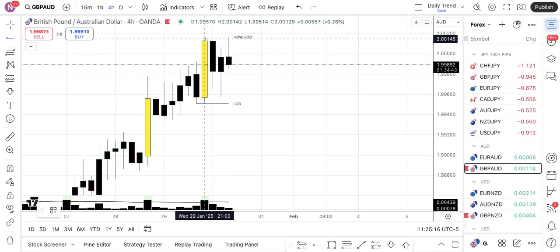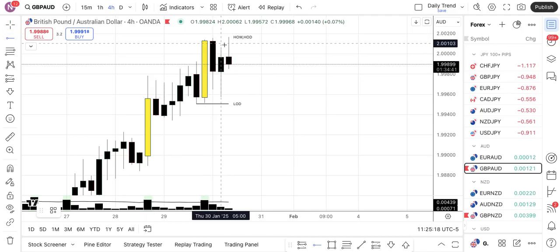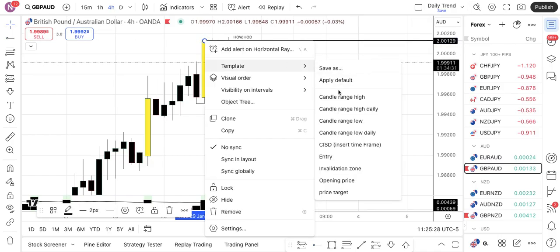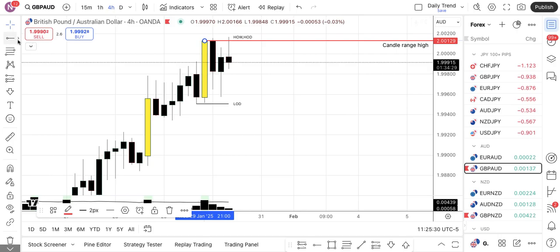So I mark. Okay, now see, even though I'm checking this 5 o'clock candle, I'll go as far back as 9 o'clock, which is right here. I should have mentioned that. All right, so I would mark the high here, the low here.